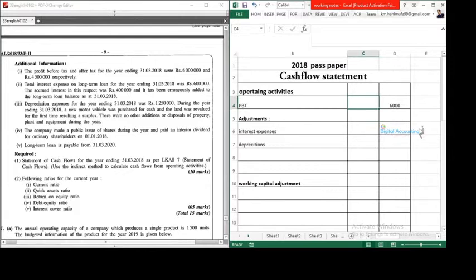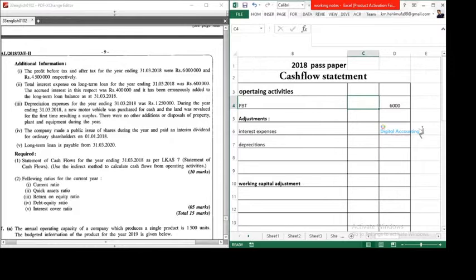Let's move to the other adjustments to 600,000 here. I mentioned the profit before tax and after tax for the year ending. The profit before tax is 6,000, and after deducting the tax, you will get the net profit of 4,500 rupees respectively.